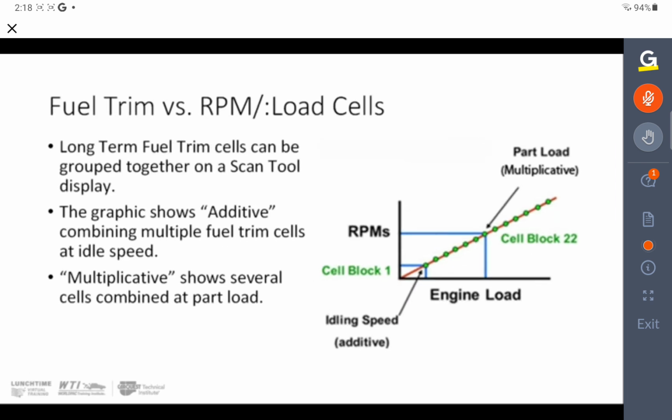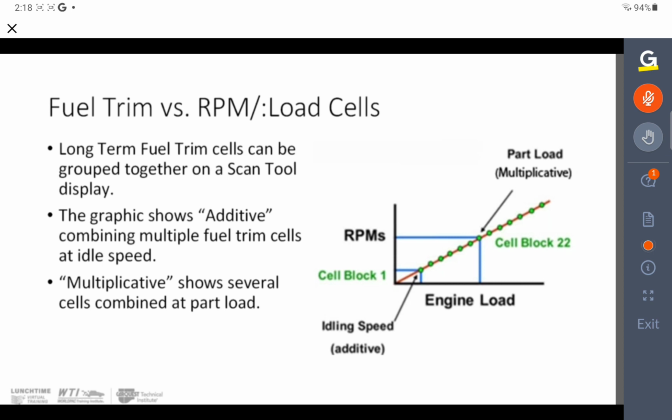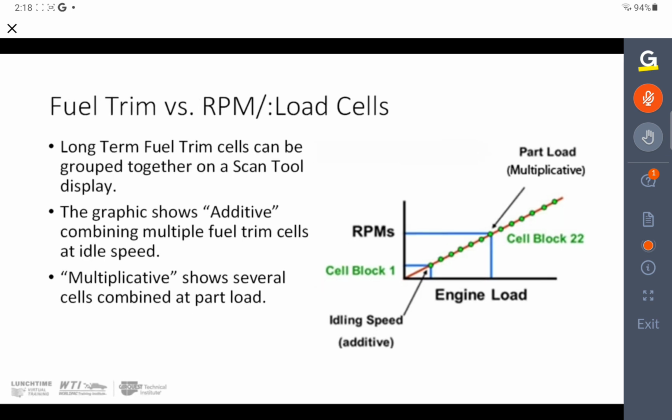Fuel trim cells versus RPM and cell loads. On some vehicles, they will actually group fuel trim cells together. On this particular chart, they're showing that cell block number 1, which is at an idle speed, the vehicle's operating within this fuel trim cell. But if you get up at the higher right-hand side of this, all those green dots up to cell block 22, it's actually a combination of all those cells. So it's basically grouped cells together to control the air-fuel mixture.